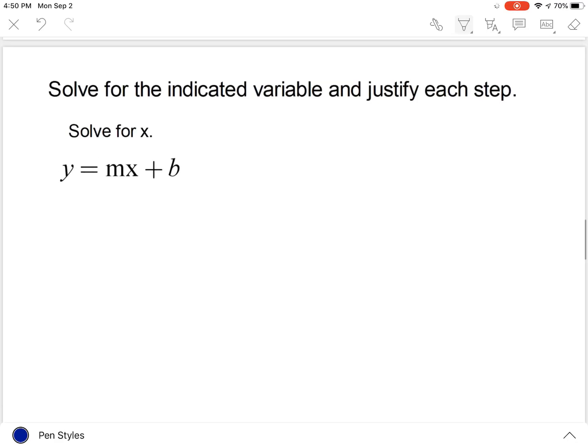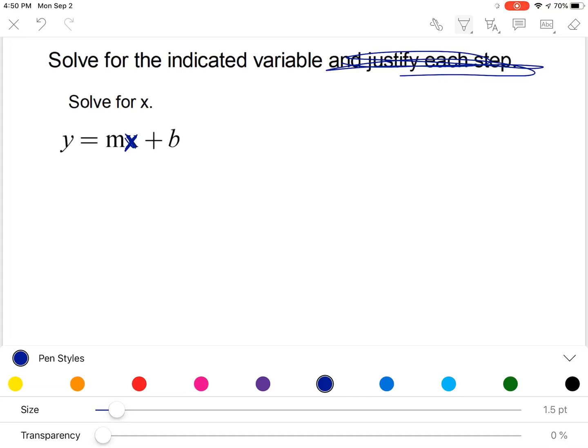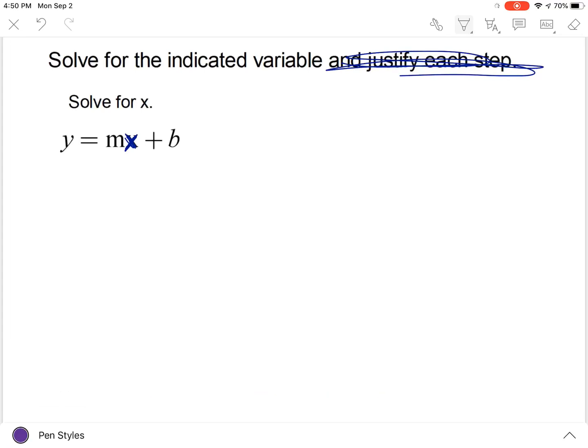Now would be a good time to pause and see if you can solve this next one. We want to solve for x. So we have y equals m times x plus b. So this is going to have a few extra steps. So let's start by getting this b out of here. I'm going to subtract b from both sides.